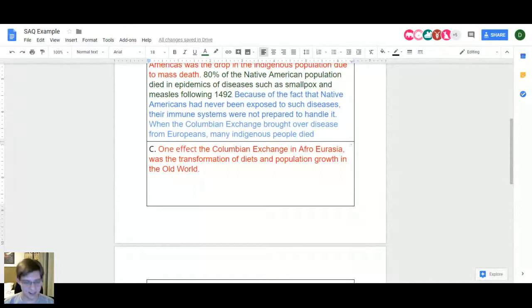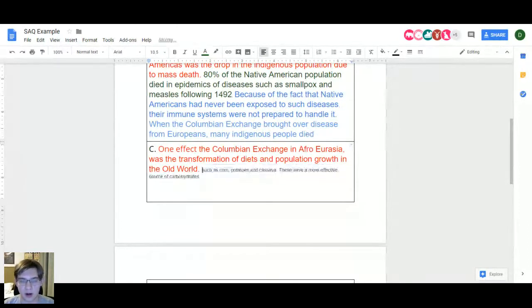Okay, so that's good evidence. There was an increased caloric intake due to staple crops in the New World. That's actually your explanation. So we can say a more effective source of carbohydrates, such as corn, potatoes, and cassava, helped to increase caloric intake and population growth. There we go. There's our evidence. And we give a couple examples of specific, good, strong, effective evidence. There's no denying that.